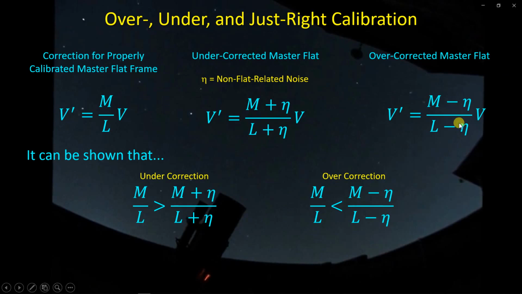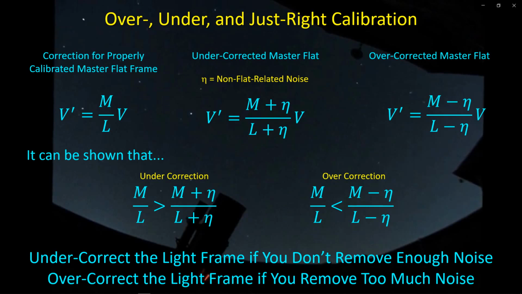Likewise, if I overcorrect and take out too much noise, it can be shown that the correction factor that I should be applying is actually less than the correction factor I would apply. So if I undercorrect the flat frame by not taking out all of the non-flat related noise from the flat frame, I will also undercorrect the light frame. Similarly, if I overcorrect, take out too much non-flat related noise from the flat frame, I will overcorrect the light frame. Let's go back to PixInsight and I'll show you an example of this.